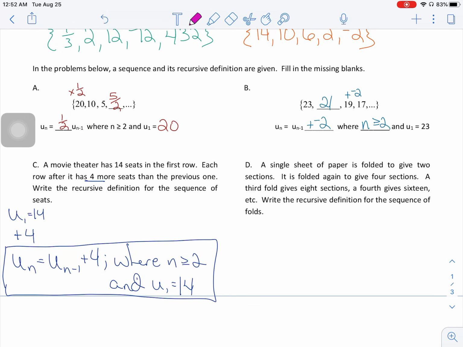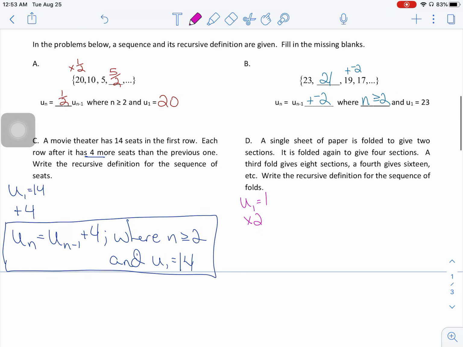A single sheet of paper is folded in 2 sections. It's folded again to give 4 sections. The third fold gives 8 sections, the fourth is 16. So write the recursive definition for the sequence. If you start with a single sheet of paper, you have 1 section. Each time that you fold it, you are multiplying that number of sections by 2. So you have 1 section, then 2, then 4, then 8, 16, and so on.